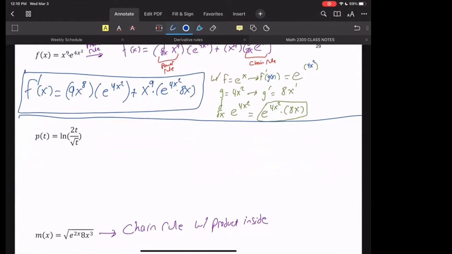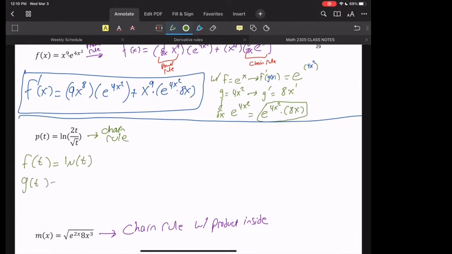All right, let's check out that natural log one. So it's another chain rule, or I guess it's a chain rule. The first one was a product rule. We're going to do the chain rule because we have this fraction inside of a natural log. And so our outside function is the natural log, and what's inside of it is the 2t over square root of t.